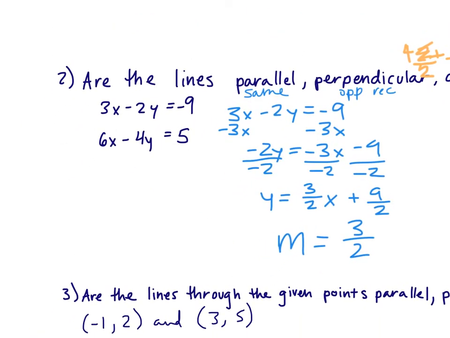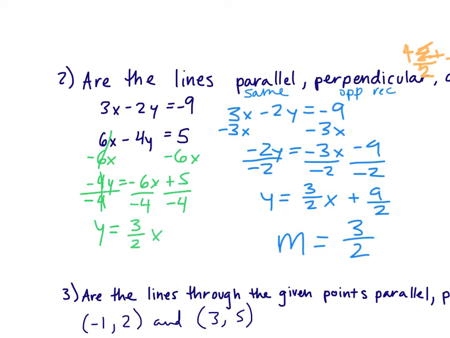Now we need to do the same thing for our second equation. So we're going to subtract 6x on both sides. So we have -4y is equal to -6x plus 5. And then divide everything by -4. So y is equal to -6 divided by -4, which simplifies to 3/2, so 3/2 x minus 5/4. So our slope here is 3/2.